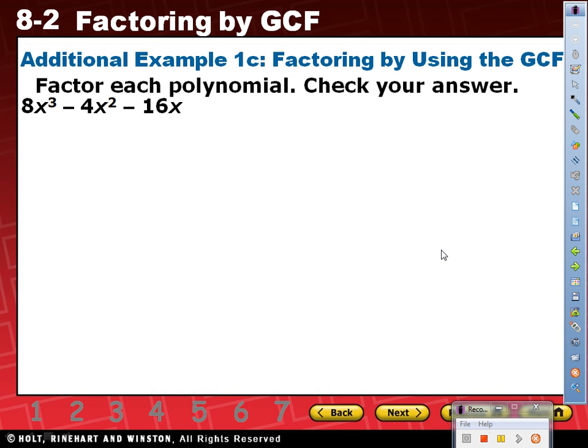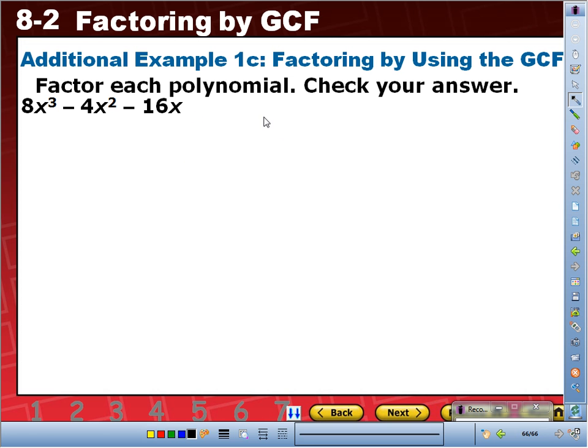Copy this. Example 1C says, factor each polynomial. Check your answer. They give us 8x cubed minus 4x squared minus 16x. Let's do this one together. Let's see. By looking at it, find the GCF for each term. What number or greatest common factor divides 8, that divides negative 4, and divides negative 16?